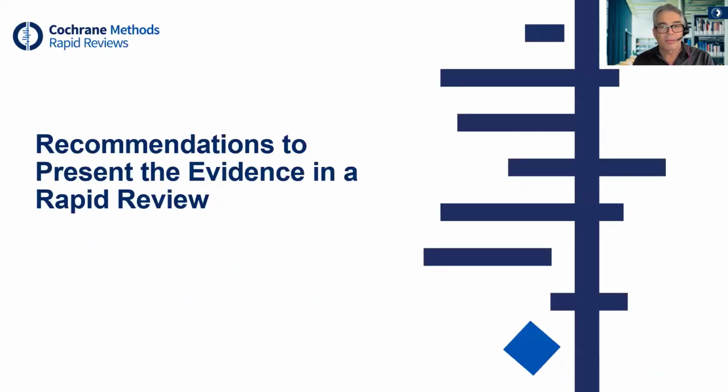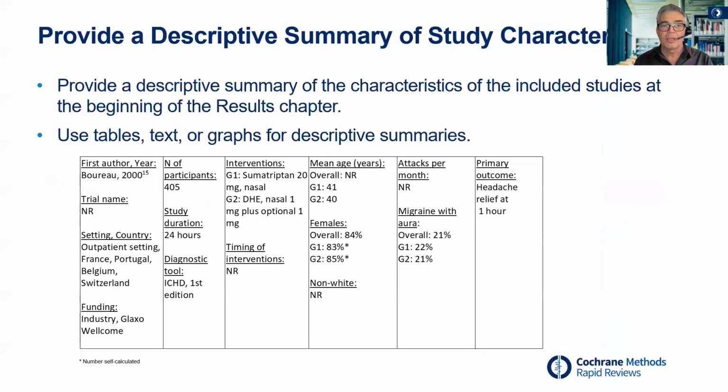So these were recommendations on how to accelerate the evidence synthesis. I'm now moving on to recommendations on how to present the evidence in a rapid review. And here we have 2 main recommendations. The first one is always provide a descriptive summary of the characteristics of included studies. This can be done in different ways: tables, text, graph.